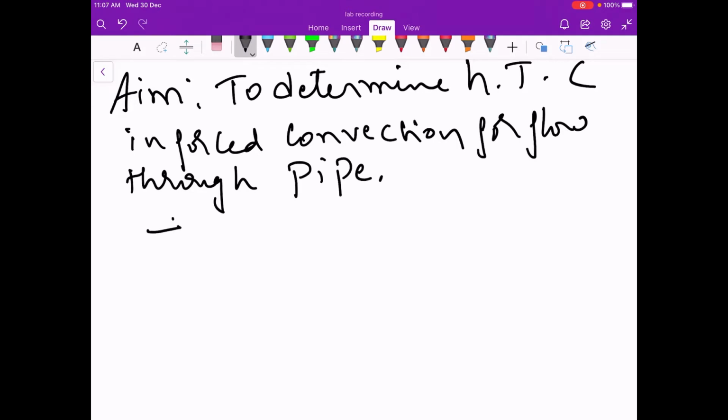First, let us try to discuss about the theory part, the theory that one should know before actually conducting the experiment. That is a little bit basics of forced convection as well as the boundary layer theory related to that. Next, I will try to give you the actual experimentation of the setup. So that is actual experimental setup.